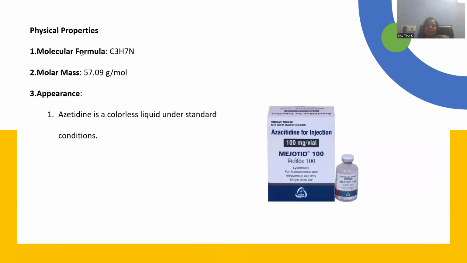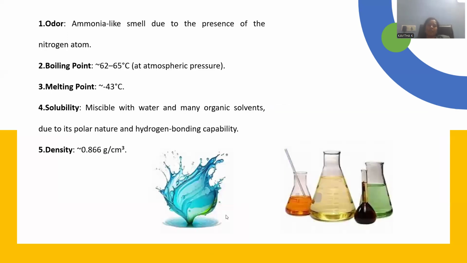Let me show. The molecular formula is C3H7N: 3 carbons and 1 nitrogen within the 4-member ring system. Molar mass is 57.09 gram per mole. Appearance: azetidine is a colorless liquid. It is available as injections for the treatment of cancer in chemotherapy. And the odor is ammonia-like. It is a pungent liquid, and the ammonia-like smell is again because of the nitrogen. It is a nitrogen-containing compound, so it smells like ammonia.